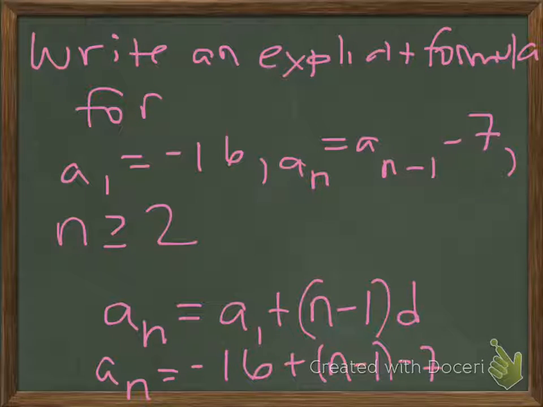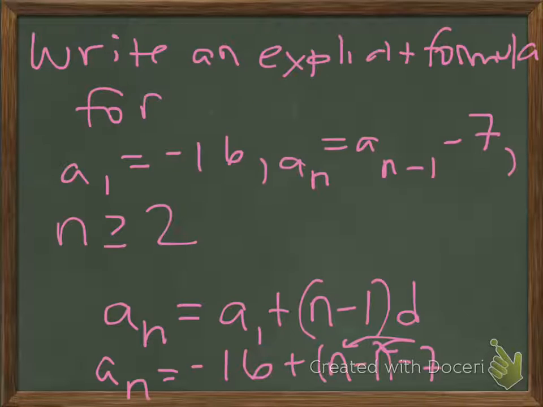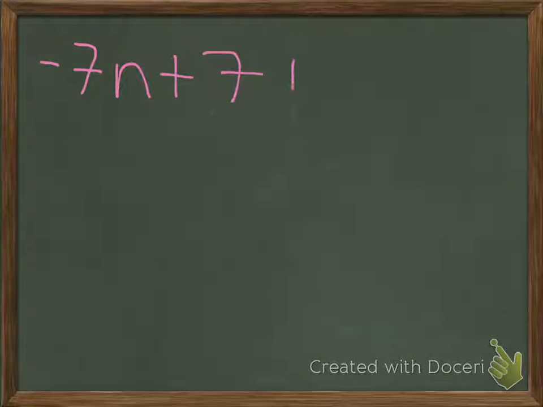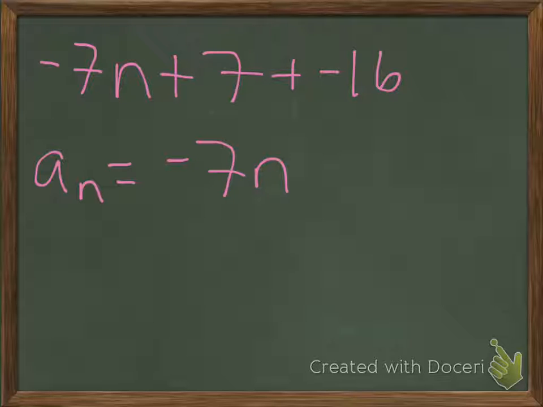And we're going to simplify this. So we're going to simplify by distributing. So we get negative 7n plus 7 plus negative 16. And we can simplify that to be a sub n equals negative 7n minus 9, or plus negative 9. And that concludes lesson 7-8.